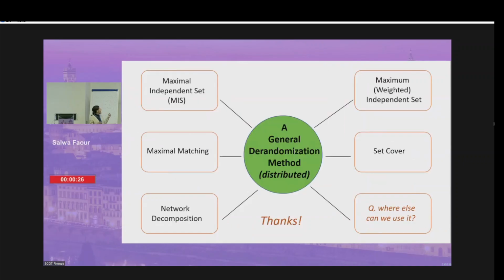Okay. At the end, yeah, this is the general method, and I think an open question would be where else can we use it? What other problems can we apply it to? Thank you.